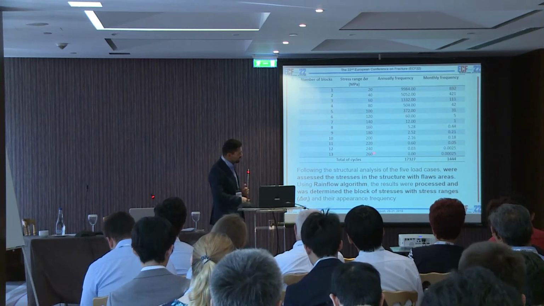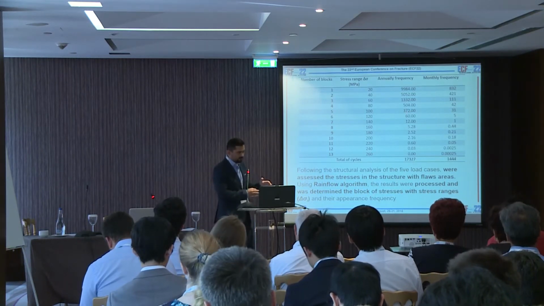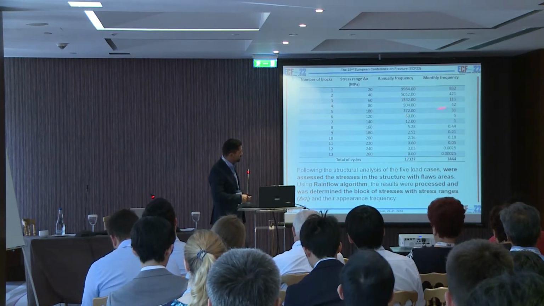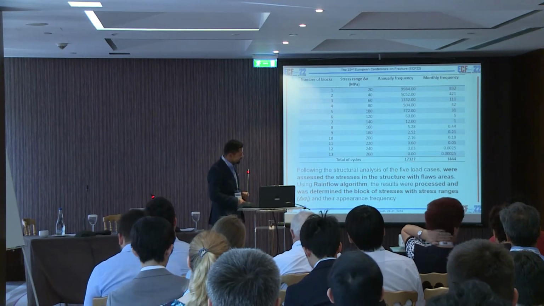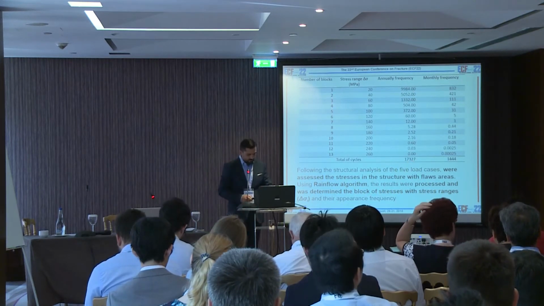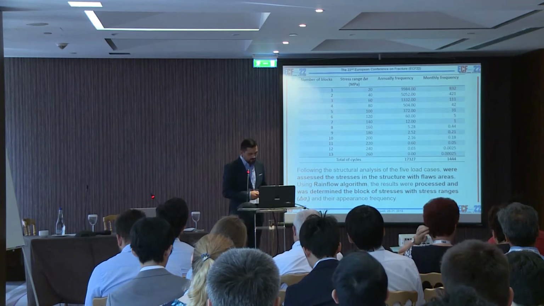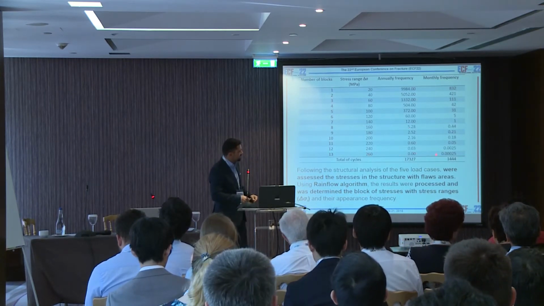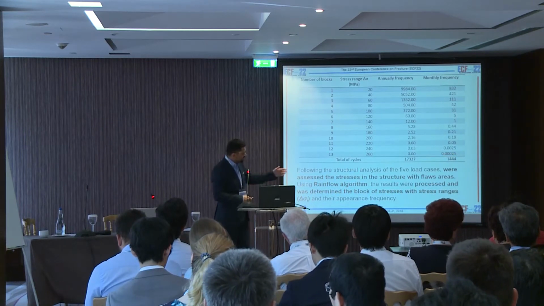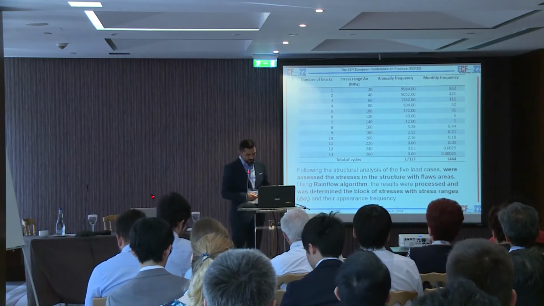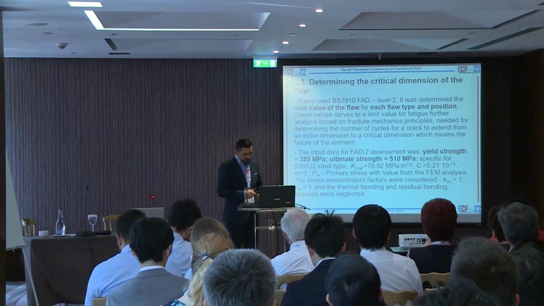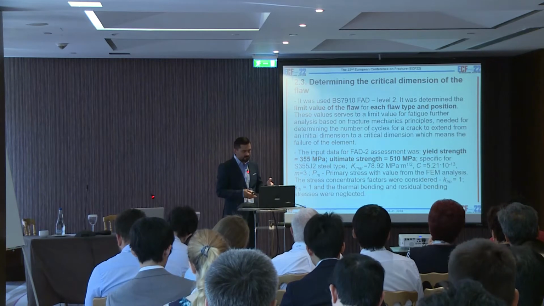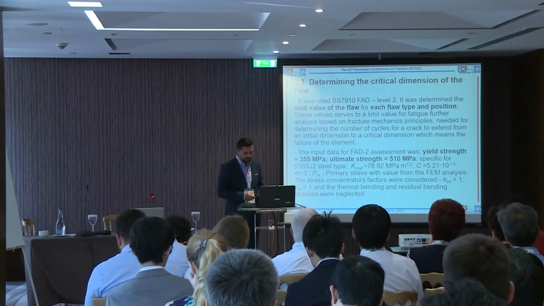Here we can see a table just for one type of stress. The frequency was determined annually and monthly, and the total number of cycles for 1 year. So we can see, for example, 260 megapascal has around 0.0025 monthly frequency. In the end, of course, we would like to apply these loads for the fatigue loading. For that, we calculated it.